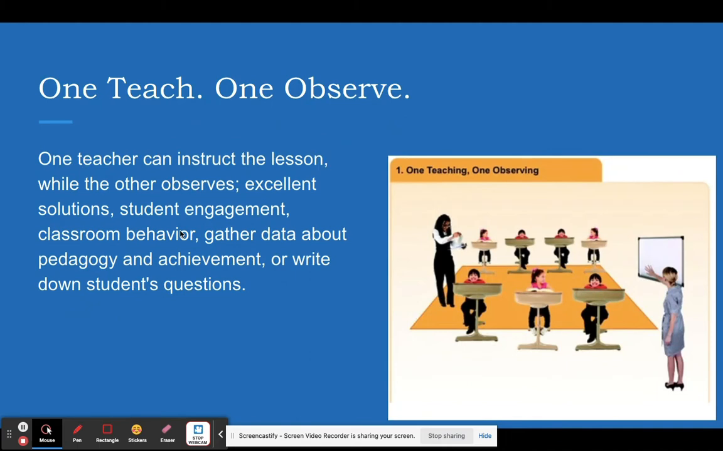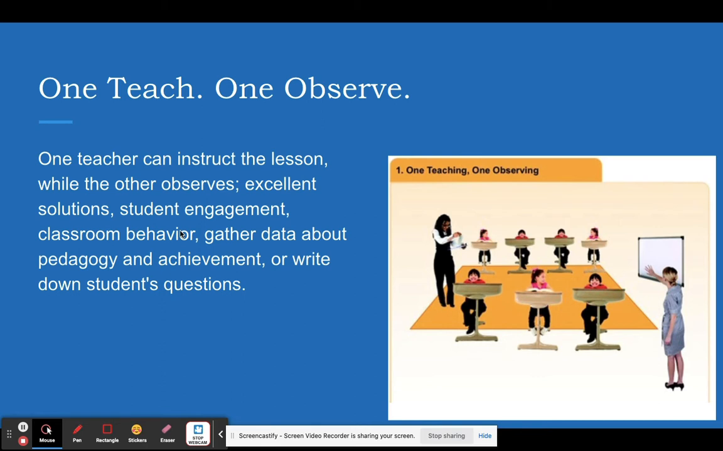So, one teach, one observe. One teacher can instruct the lesson while the other observes, and what that observation looks like could be different. Maybe they're looking for excellent solutions. They're looking for student engagement. Maybe it's classroom behaviour, though it doesn't always have to be. It might be that the other teacher is looking for excellent solutions to extend the learning of everybody in the class. This is the way Melissa did it. Melissa, can you stand up and explain to everybody how you did it?